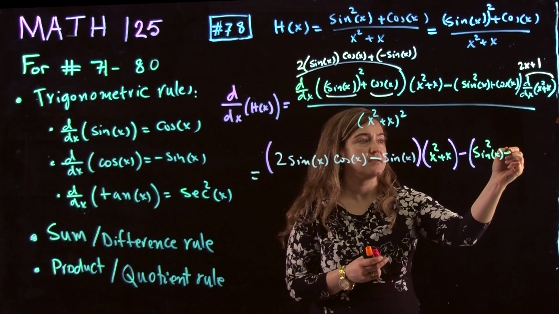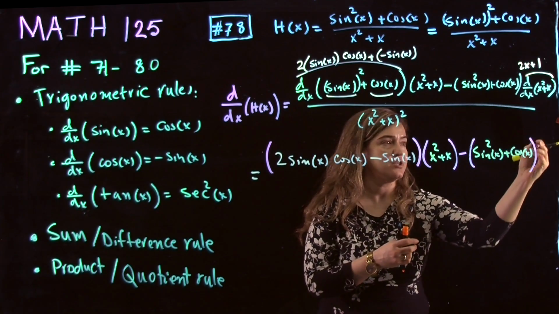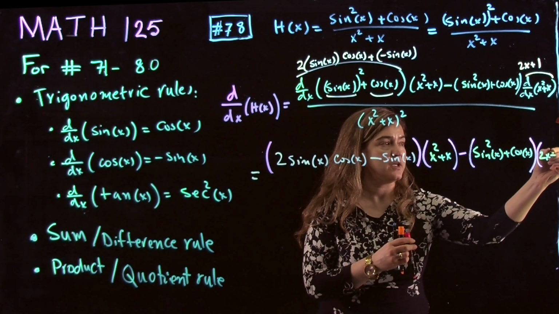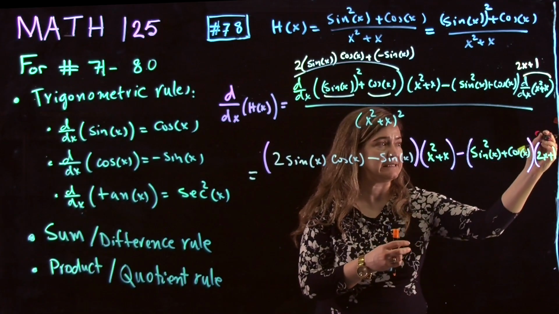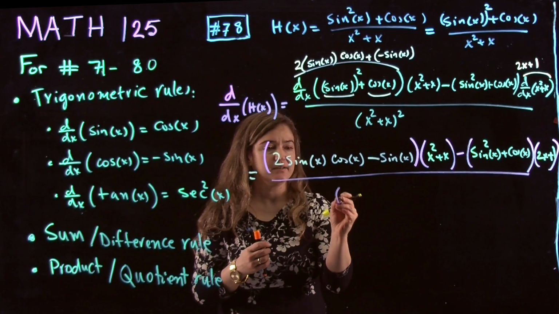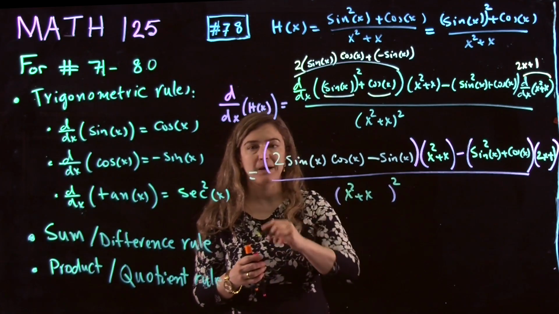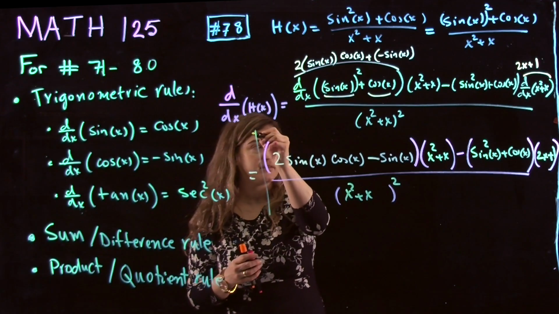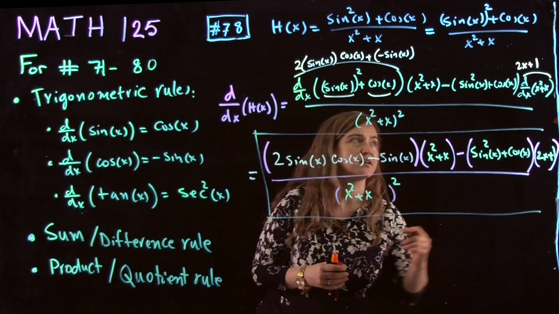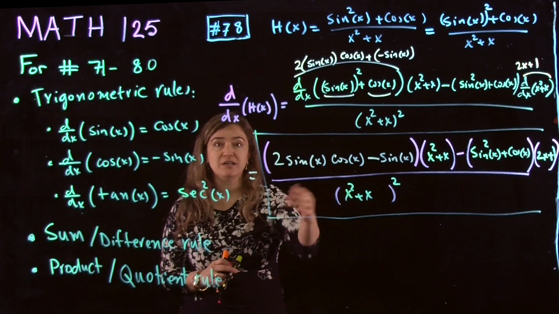sine squared x plus cosine of x unchanged times 2x plus 1, divided by x squared plus x to power 2. This is the final answer. No need to simplify.